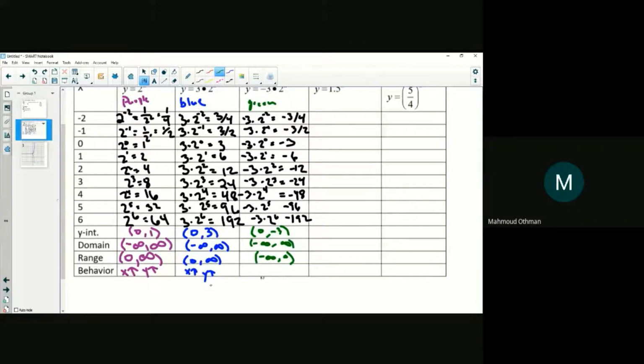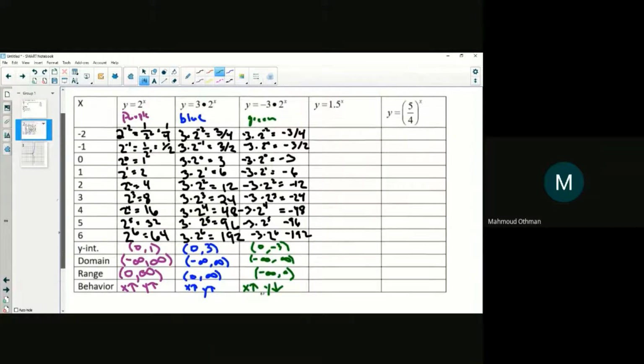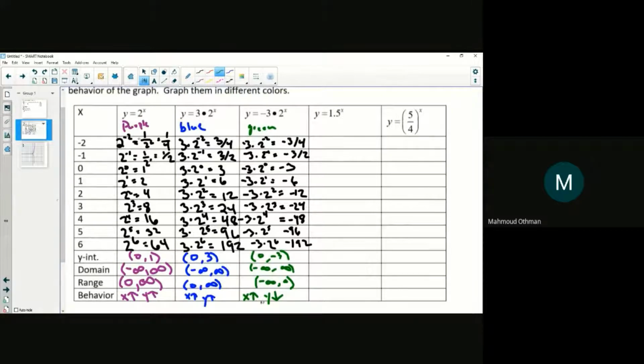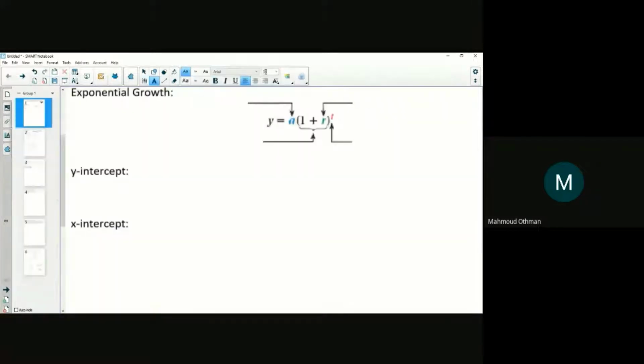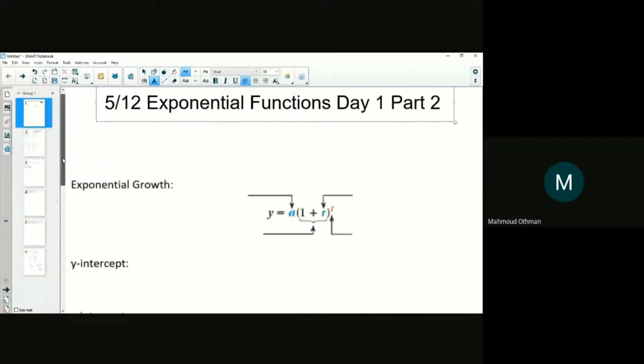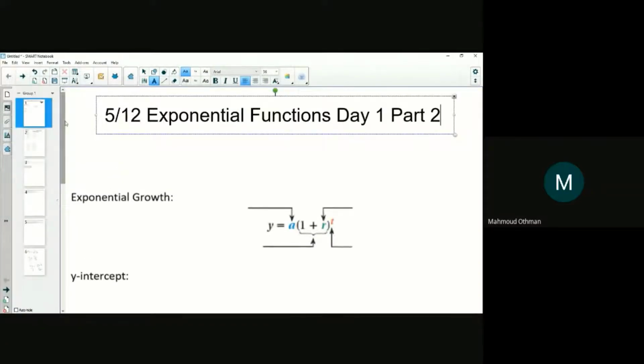And the behavior is as x increases, y technically decreases actually, because you're getting bigger and bigger negative numbers. But it still has a huge amount of exponential growth. The growth is huge, and that's why it's called exponential growth. Exponential functions, day 1, part 2, exponential growth.